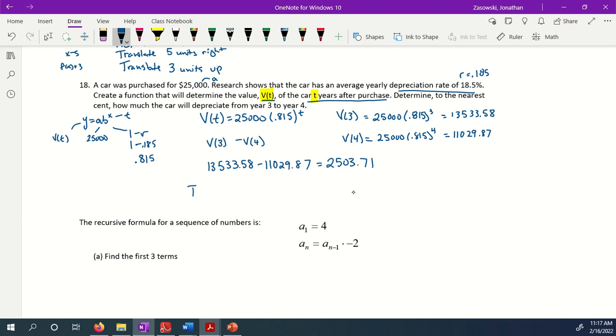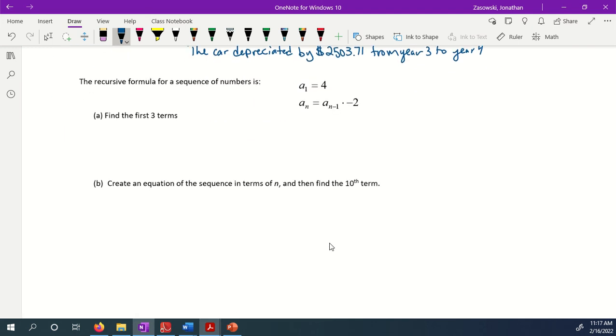Okay, so the car depreciated by $2,503.71 from year 3 to year 4. We'll fix that in a second. A little too much undoing there.